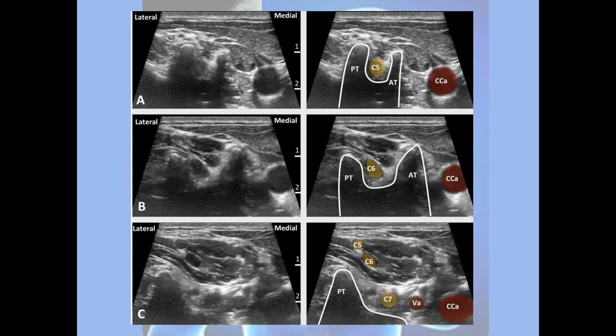So this is what I meant just now by differentiating the nerve roots using the transverse process. For C5 and C6, it is U-shaped. For C7, the anterior transverse process cannot be visualized.